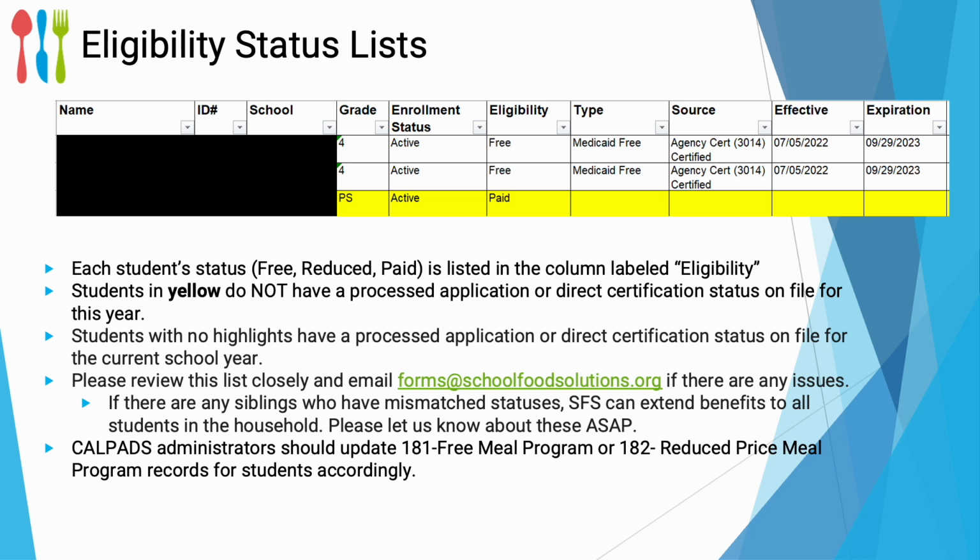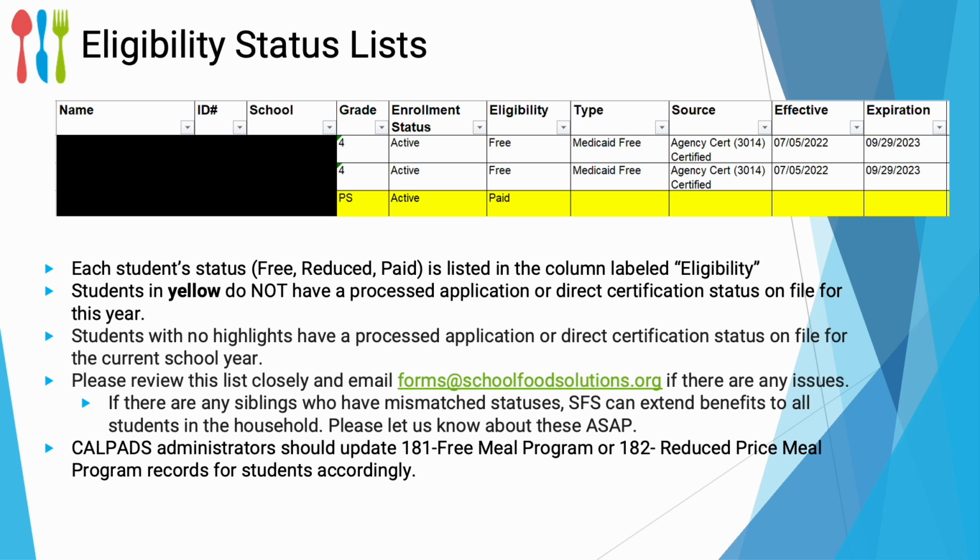Students who are highlighted yellow do not have a processed application or direct certification on file for the current school year. Students with no highlights, so if they're just unhighlighted, that means something has been processed for them for this year. So there's no other action needed from those students. Be sure to review this list closely. Email us if there's any issue.